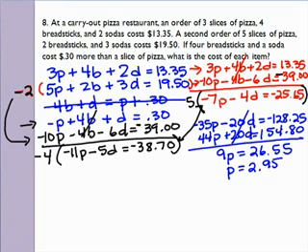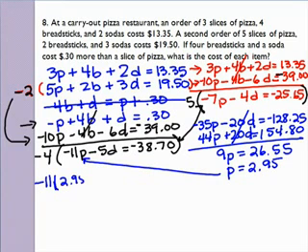A pizza is 2.95. Then I have to plug it back in. So I'm going to plug it in right here. Get -11 times 2.95 minus 5D equals -38.70.